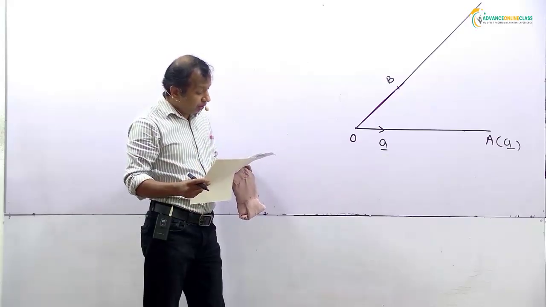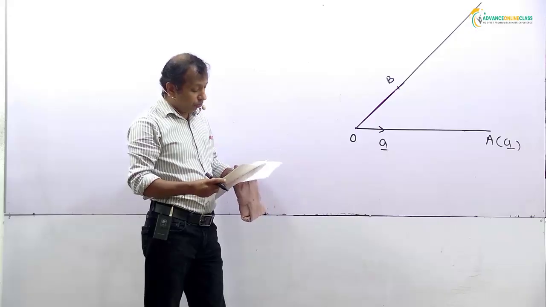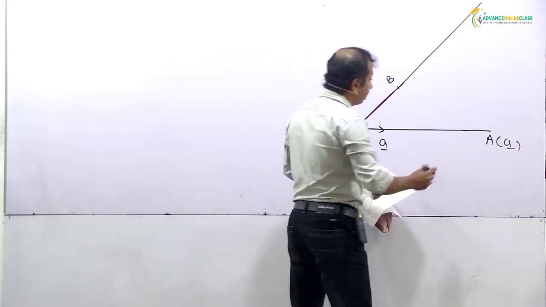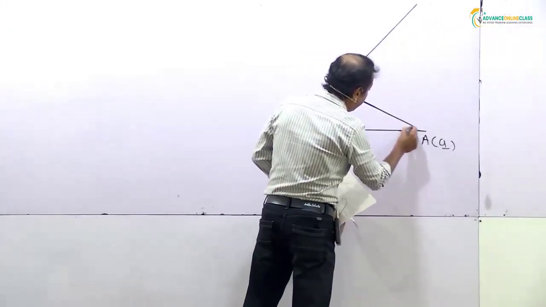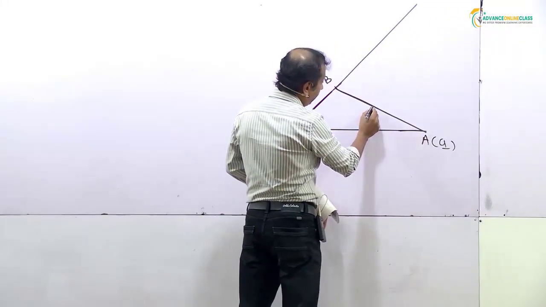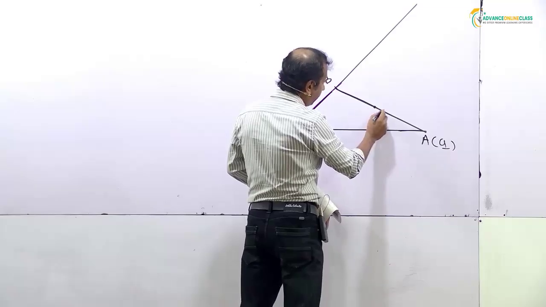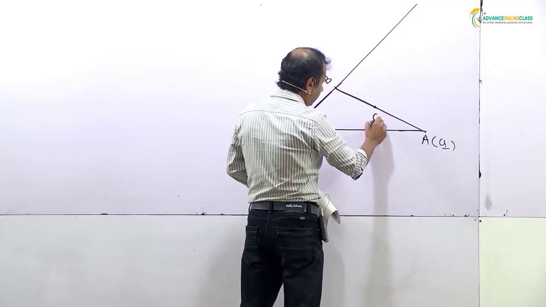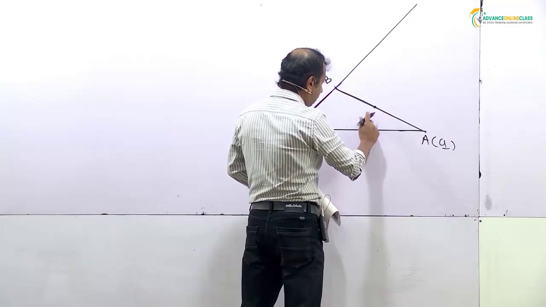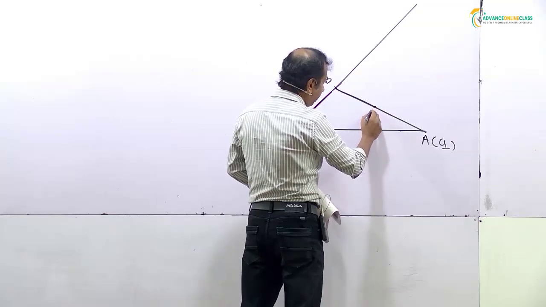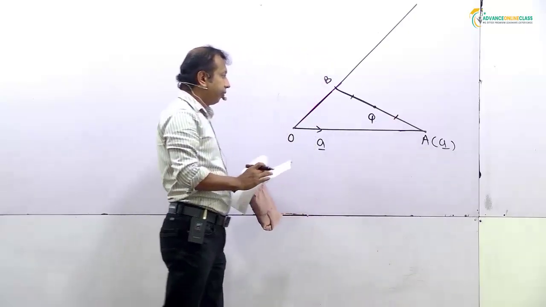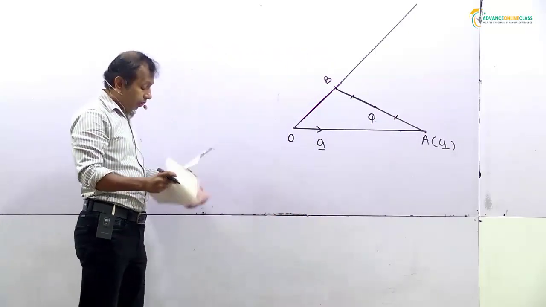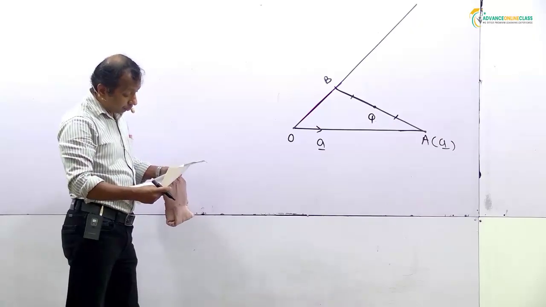The midpoint of AB is Q. We'll do the midpoint. Midpoint of AB is Q. Here Q. These two are equal. Midpoint of AB is Q. That's next.